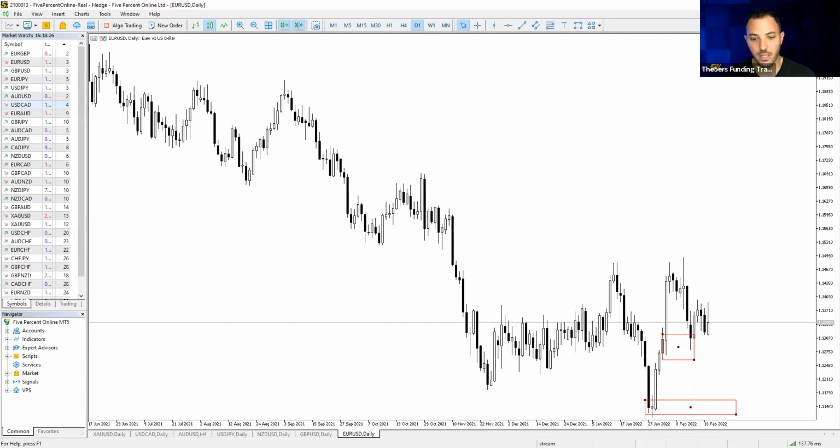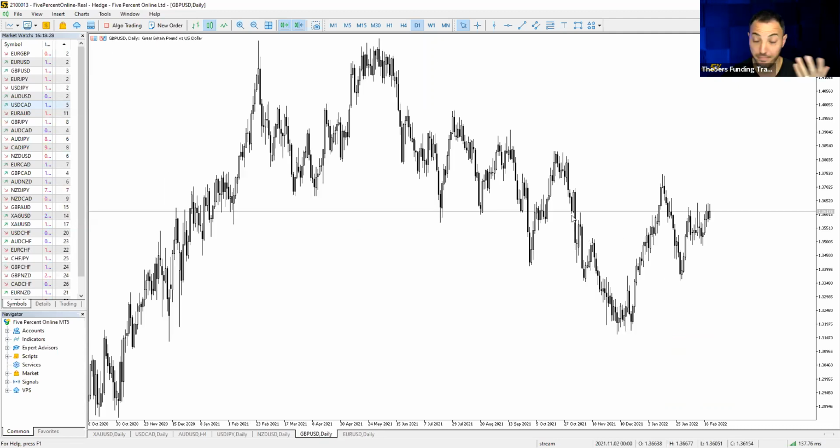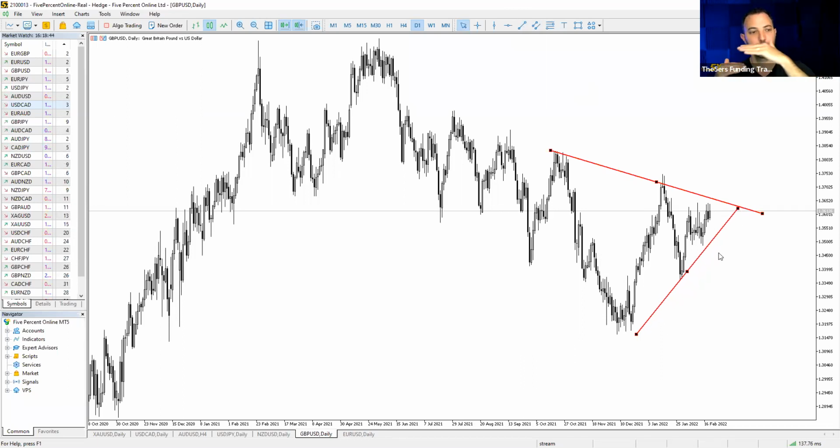Okay, so let's move into the pound, which is behaving similarly. We're getting stuck and pressed. We have pressure from the sellers and we have pressure from the buyers. We're forming this wedge, this triangle. You can kind of feel the tension behind the market, waiting for something to trigger an important movement either to the upside or to the downside.